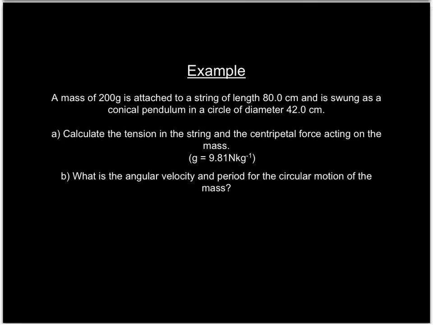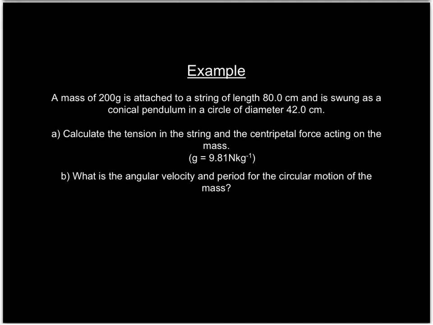Example: if we attach a mass of 200 grams, the string length 80 centimeters, and it's swung as a conical pendulum, making a horizontal circle of diameter 42 centimeters. Now that immediately should be halved to make a radius of 21 centimeters, because that's going to be the important value you use. A. Calculate the tension in the string and the centripetal force acting on the mass.